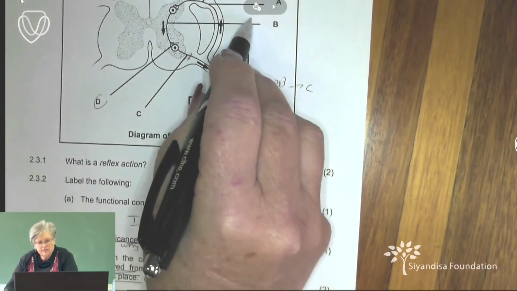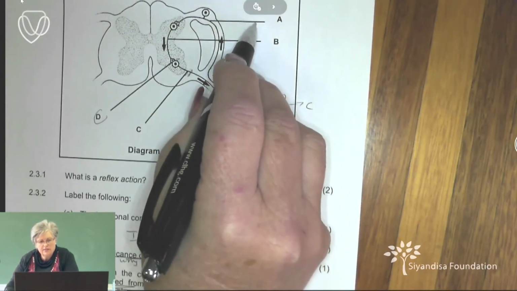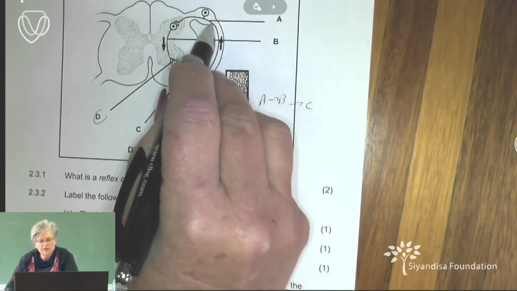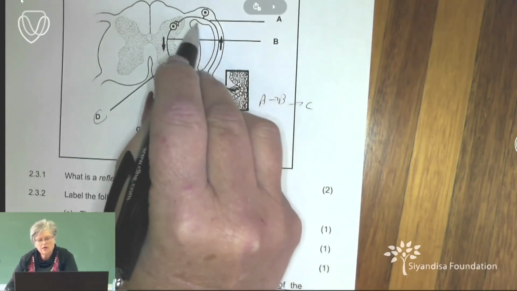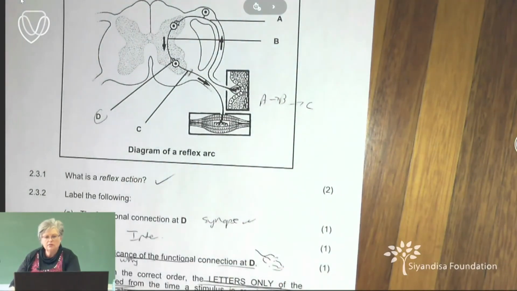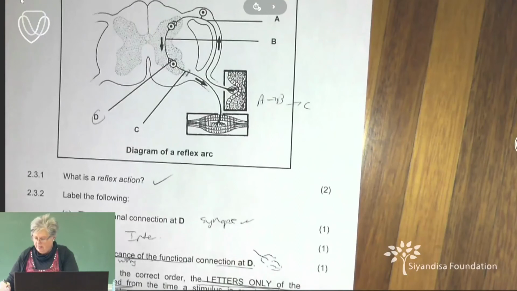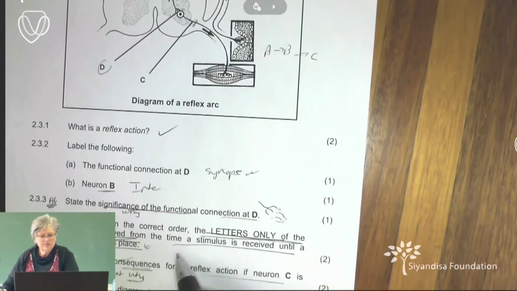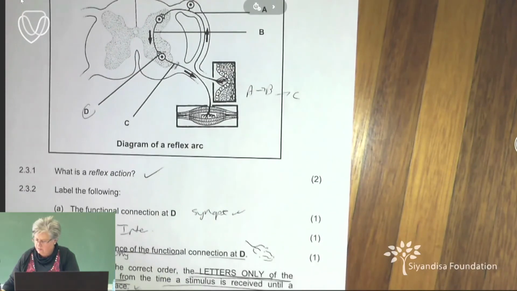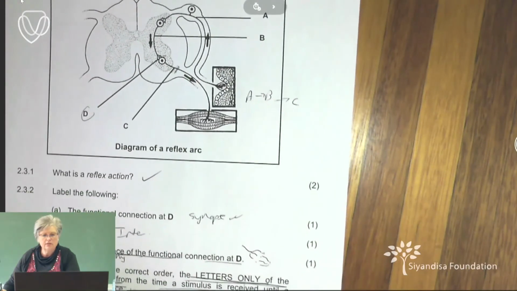I will find the stimulus, I will feel the needle in my finger, I will feel the heat under my foot if I step on a coal, but I will show no reaction because the motor neuron is damaged. If they have changed it, if they say neuron A is damaged, what will happen?